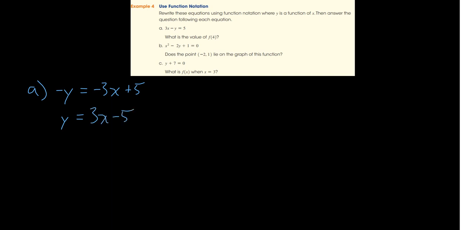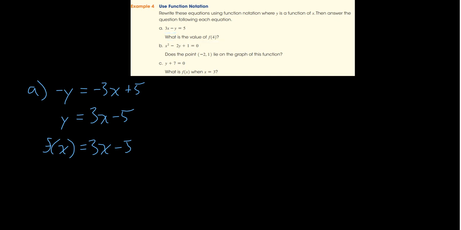Okay. And then once I get to that point, I'm going to rewrite this equation. It says rewrite these equations using function notation. I told you before, y and f of x are essentially interchangeable. So I'm going to rewrite that as f of x is equal to 3x minus 5. Okay, so that was me rewriting the equation as a function of f. Then the second part: what is the value of f of 4? Okay, so what am I going to do here?